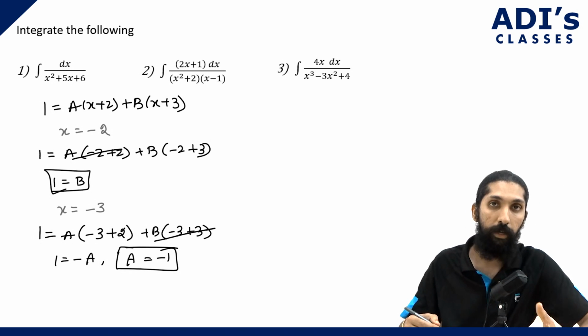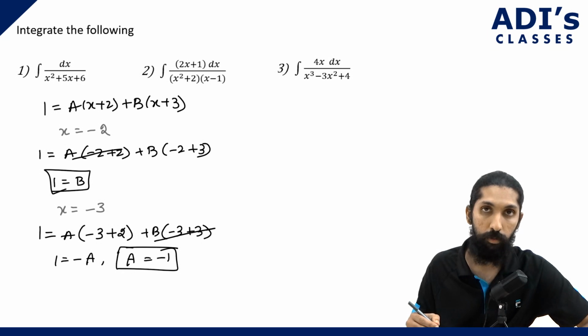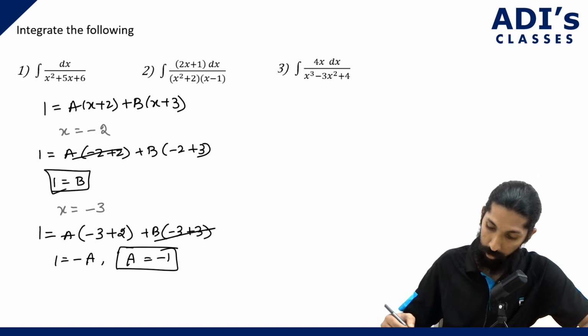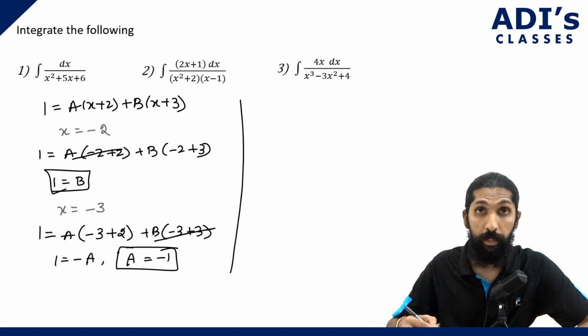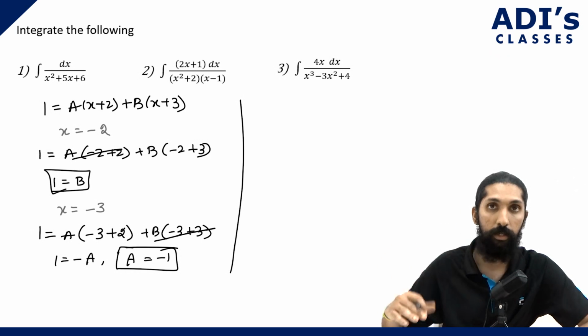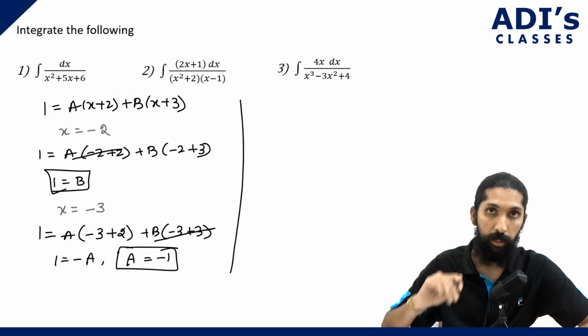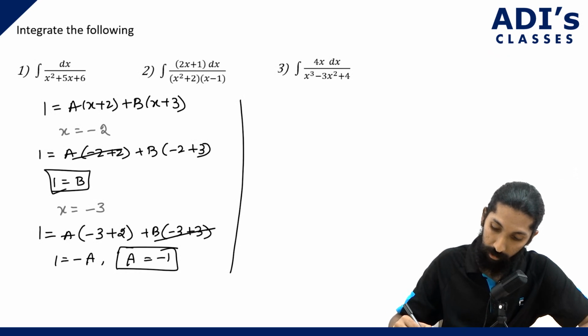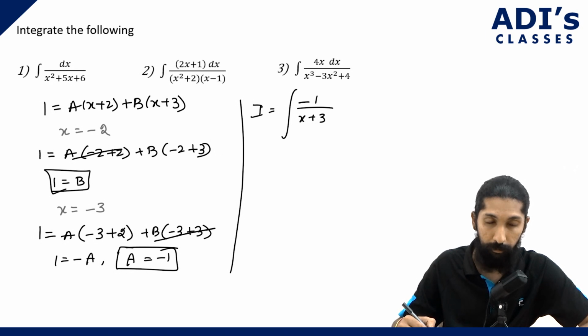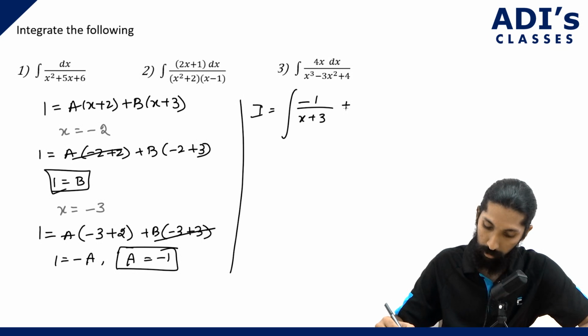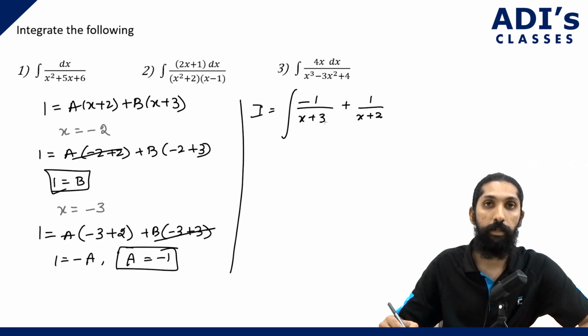We got the value of a and b. Now things are much easier because once you have the value of a and b, what did we write the numerator by denominator as? What did we write this fraction as? We split it into partial fractions, correct? So I is going to become the integral of minus 1 divided by x plus 3, because the a value, a by x plus 3, plus b divided by x plus 2, correct?